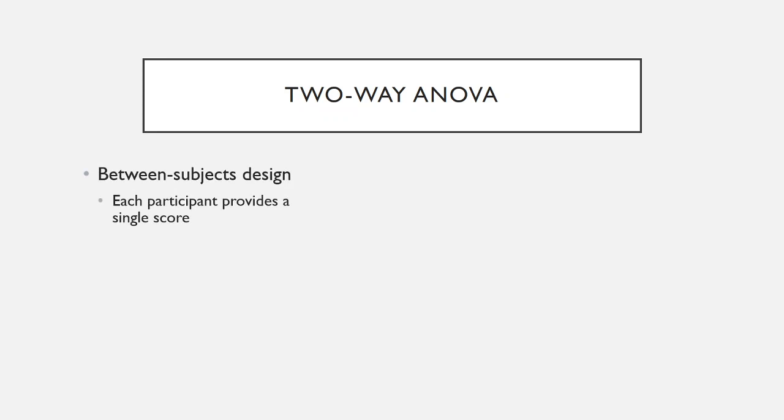In this example, we're theoretically going to be using a between subjects design. Again, this is when each participant is providing you a single score. So this means that all 6 of those cells are going to be completely different groups of people.